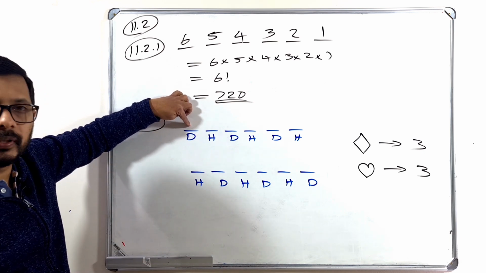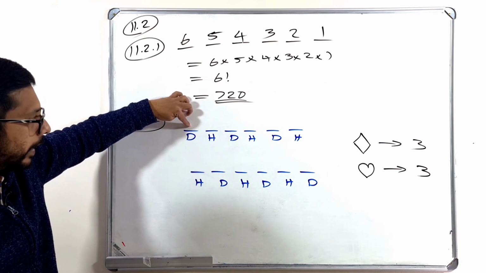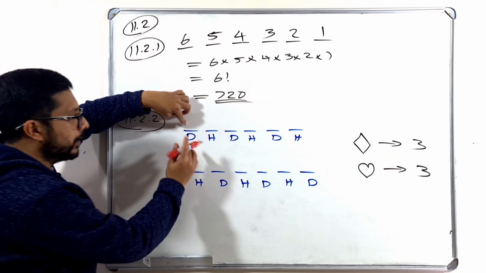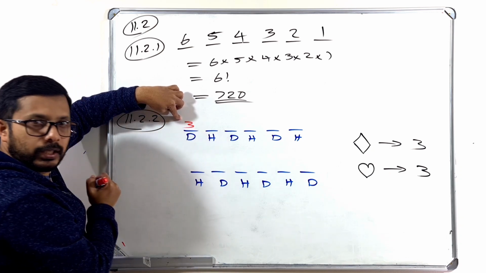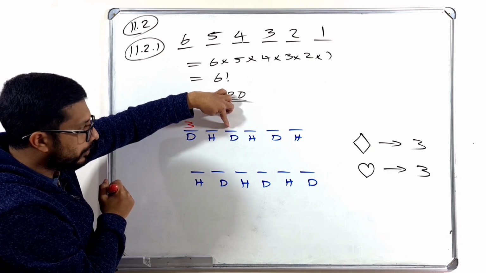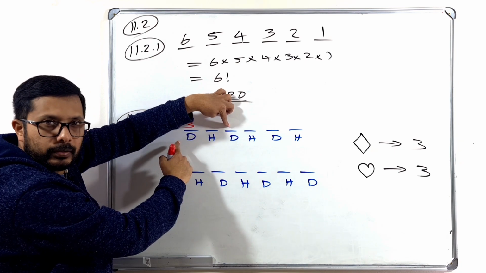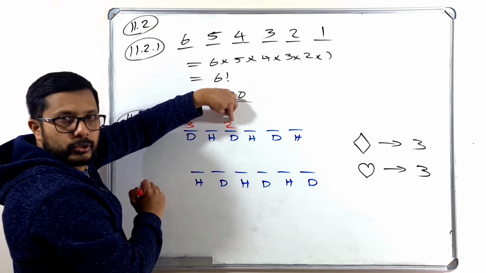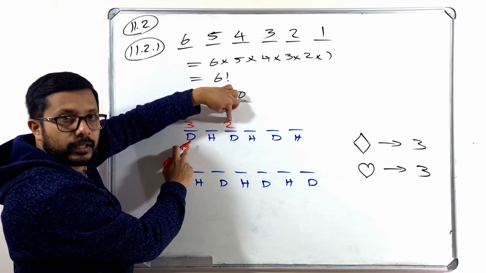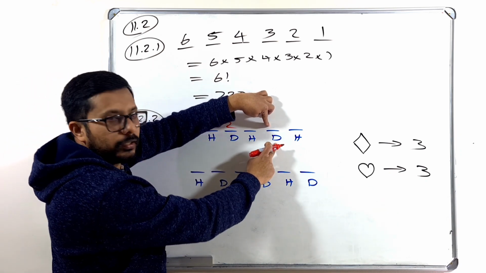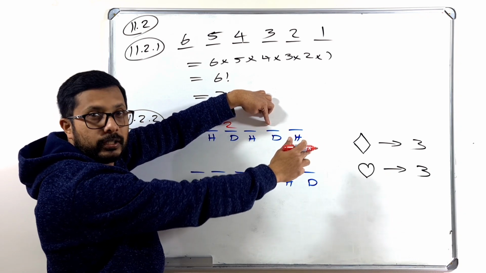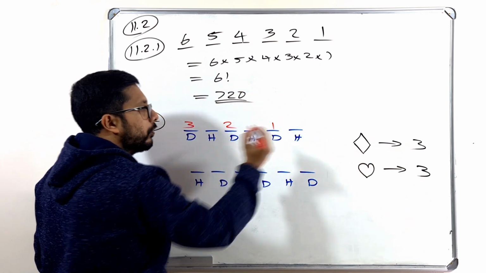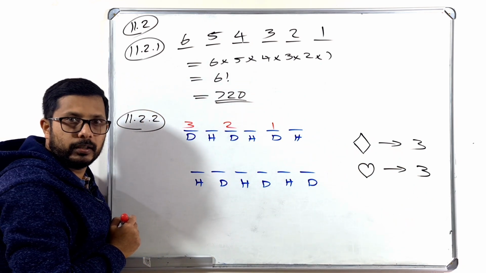For this position to be filled, how many options do I have? Diamond. How many diamonds are here? 3. That means I didn't take any card from that, so for this position I have 3 options. Next, this diamond: I already took 1 diamond from there, so how many options do I have? Only 2, because I already took 1 and put it here. Now for this position I have only 1 card left, because I already took 2 cards from these 3 diamonds.